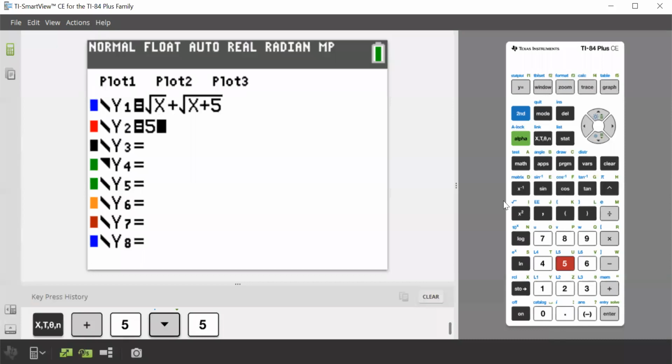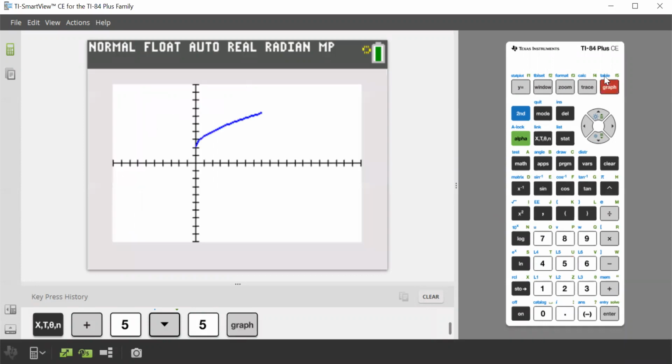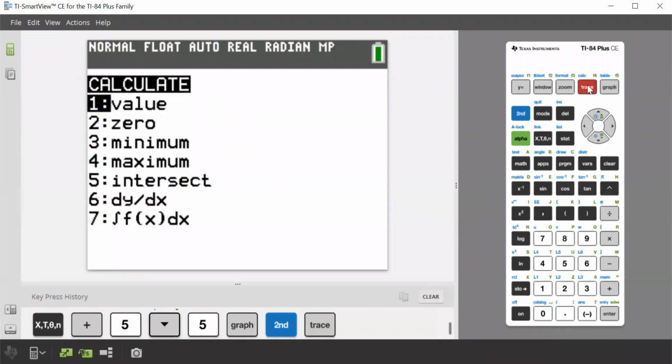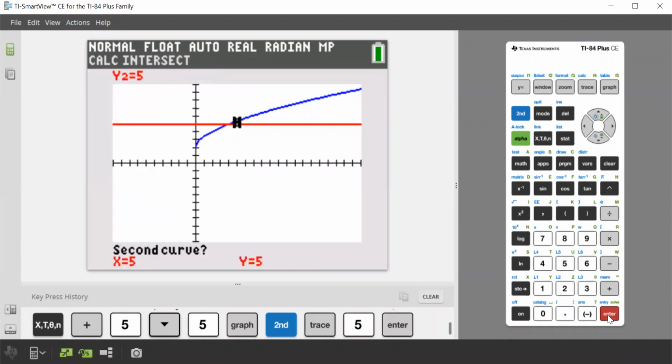Okay, so I've graphed this in y1 and y2. Let's hit graph, see what happens. And there it is. Okay, so I can see my point of intersection is going to be right here. So second calc, intersect. And first curve, second curve, guess, who cares? There's my answer. It's right there at 4. So we know our answer right off the bat.